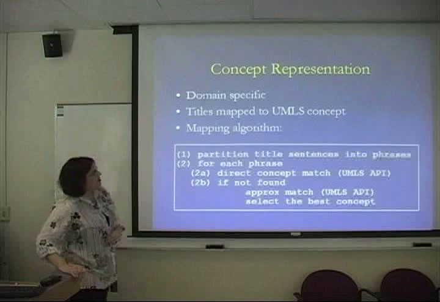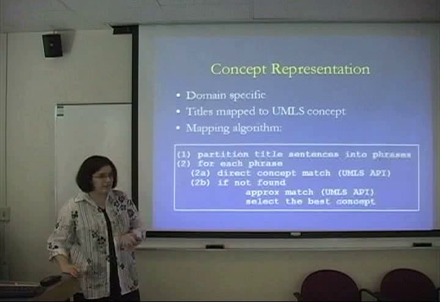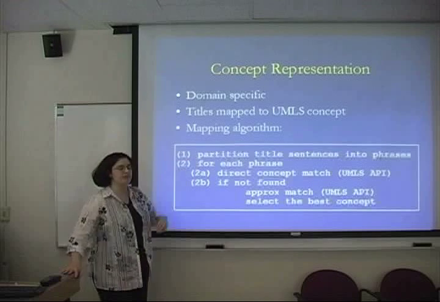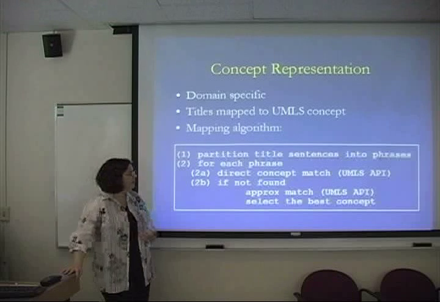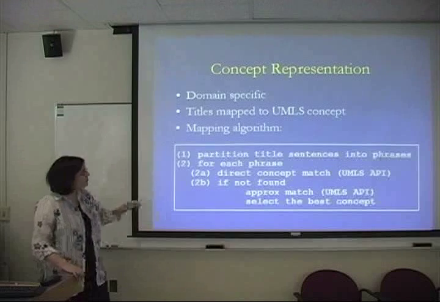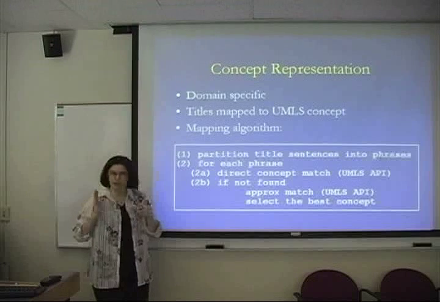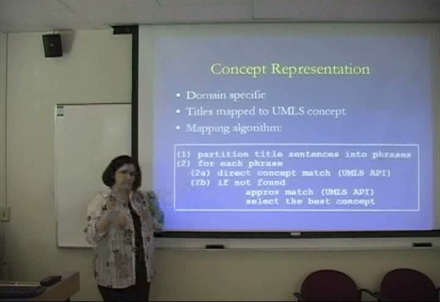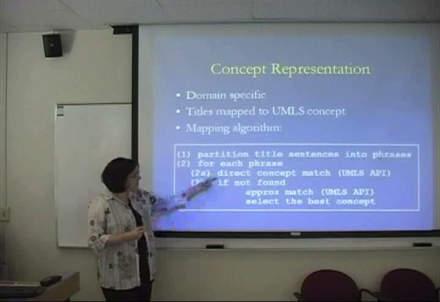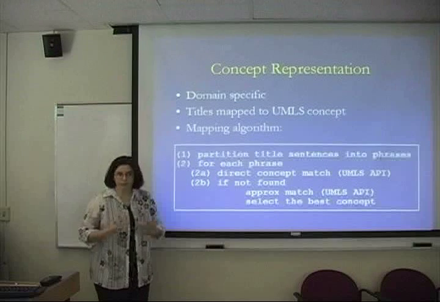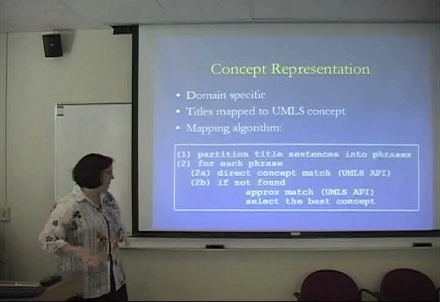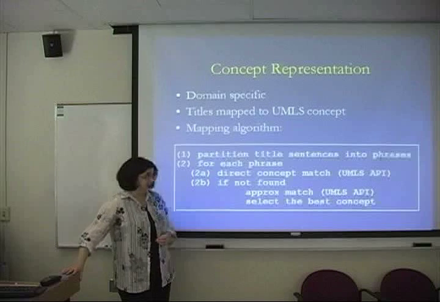For the concept representation, I went through the process of mapping the titles to UMLS concepts. There are actually more resources available today that do this for you, but the approach that I used was partitioning the title sentence into phrases based on stop words, and then for each of those phrases, trying to see if there was a direct match in the UMLS. If there wasn't a direct match, then I went through the process of doing an approximate match, which was changing words around as well as using stemming. And then lastly, I selected the best concept.